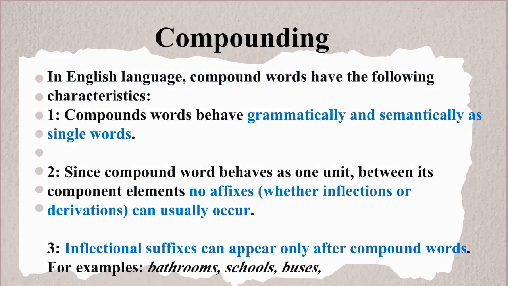In the English language, compound words have the following characteristics. First, compound words behave grammatically and semantically as single words. Second, since a compound word behaves as one unit, between its component elements no affixes can occur, whether it is inflection or derivation. Third, inflectional suffixes can appear only after compound words. For example, in the word bathrooms, the inflectional suffix s is appearing at the end of the word to make it plural. Likewise in the words schools and buses.